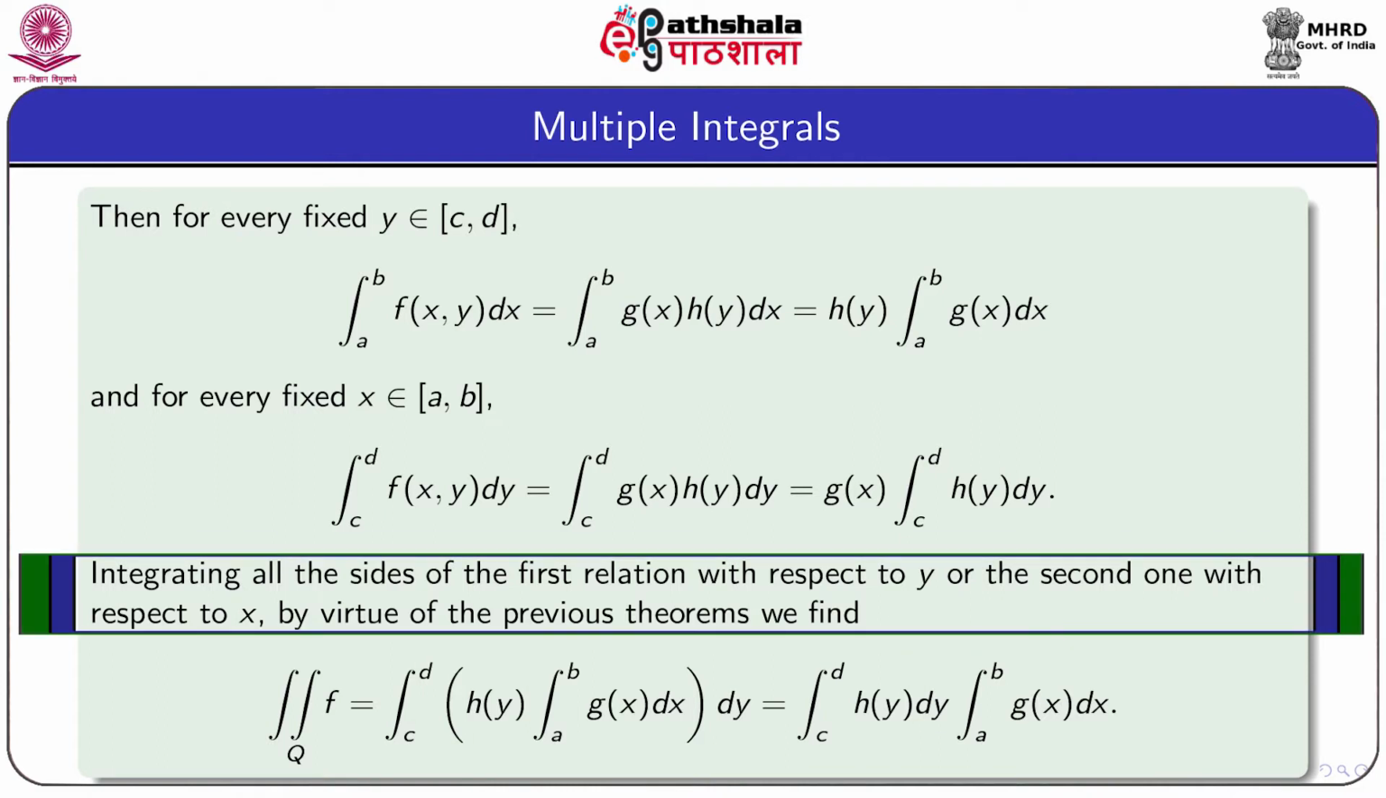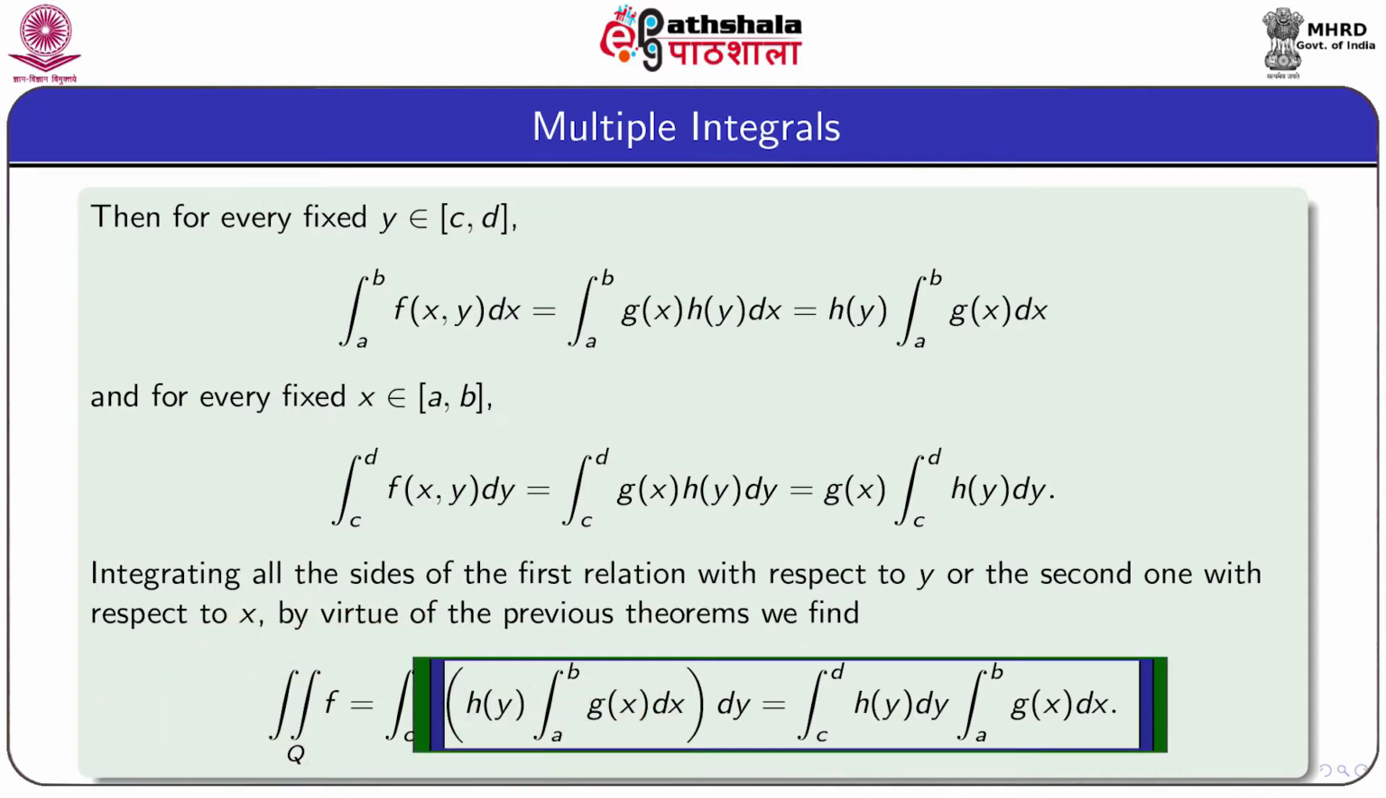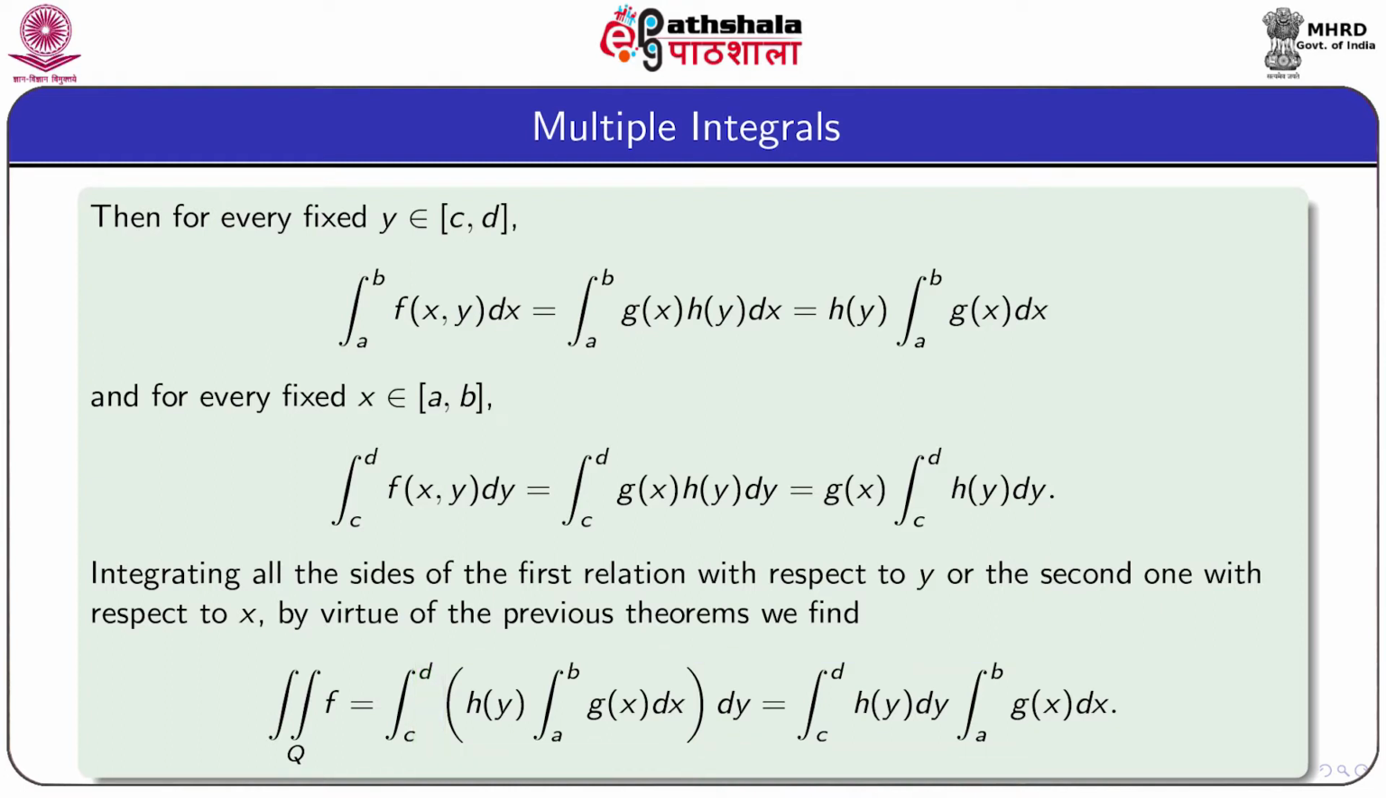Integrating both sides of the first relation with respect to y, or the second one with respect to x, by virtue of the theorems we discussed, we find that the double integral of f over Q equals integral c to d h(y) integral a to b g(x) dx dy. This equals integral c to d h(y) dy multiplied by integral a to b g(x) dx.